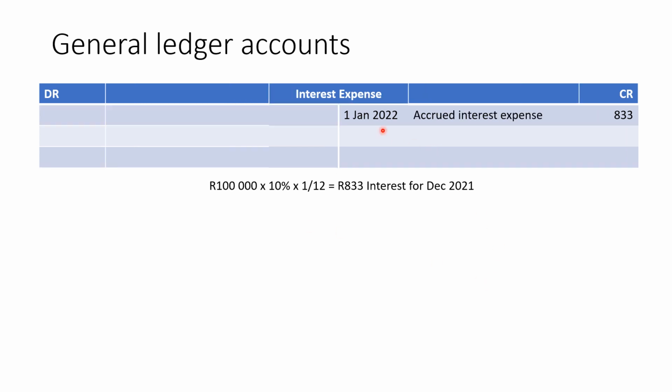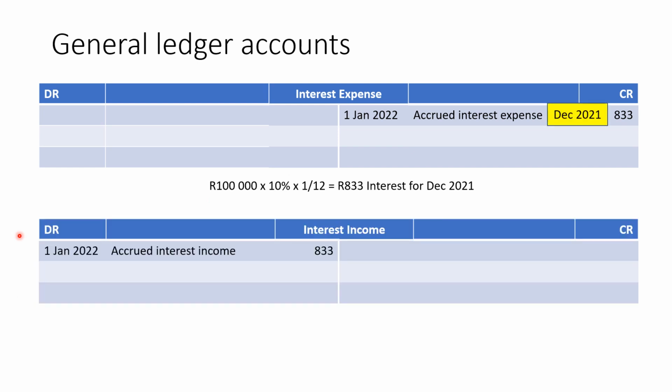Then the other side of the entry is that I'm reversing last year's interest for December 2021. So I debited my accrued interest expense and I credit this year's interest expense. This is the interest for December 2021. Then if I had an asset, then my interest income account, when I reverse last year's interest, I will be crediting the accrued interest income from last year and debiting this year's interest income. And this is for the December 2021 interest that I'd earned.